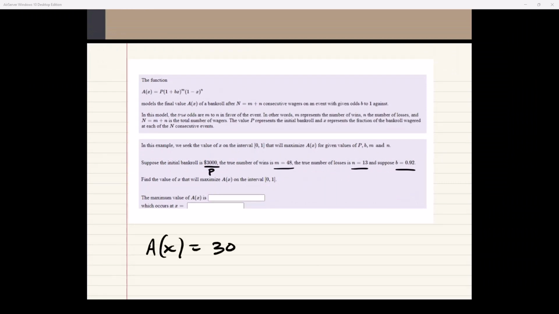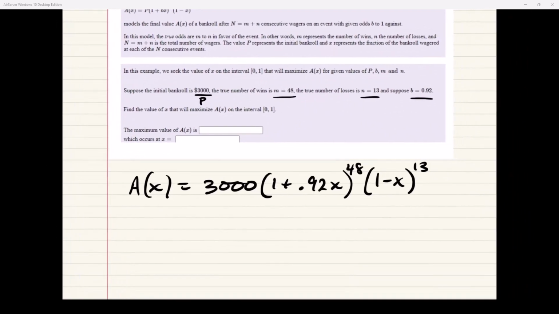It's 3,000 times the quantity 1 plus 0.92 times x to a power 48. And then the quantity 1 minus x, and that's to a power 13. And if we're trying to find a maximum in general for some function like this where we can find a derivative, we'll use the derivative to find a critical point, and the critical point is a potential max or min. So let's take it that way. That's the direct, most standard way of handling a question like this.